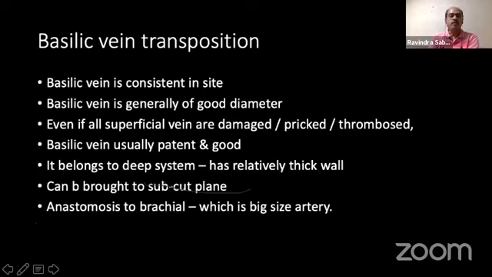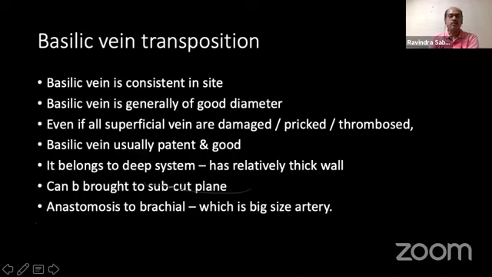And I want to spend a few minutes on this, because this is a very, very important operation. Once you understand the principles, it's very, very easy to do. And I'm sure all the urologists can easily do this surgery. The basilic vein, what are the facts? The basilic vein is consistent in size. It is of a good diameter. It is generally patent and quite good.